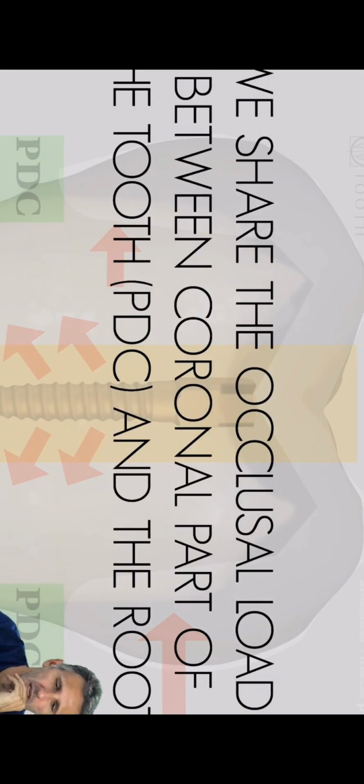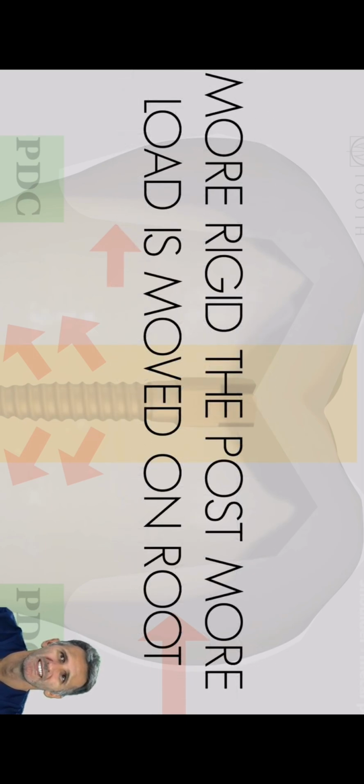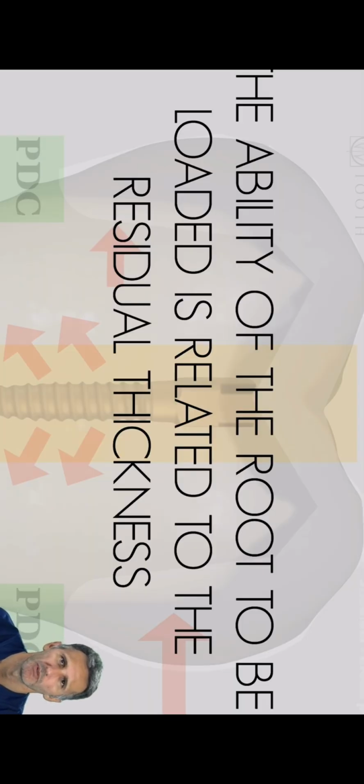So what happens when we put a rigid post is that the rigid post loads the dentinal root, of course. But doing this removes a part of the load from the pericervical dentin, and this is the aim, together with helping the retention and the stability of the core. So we share the occlusal load between the coronal part of the tooth, the pericervical dentin, and the root. The more rigid the post, the more the load is moved onto the root. So in this case, we have to find a balance. We will speak about this.